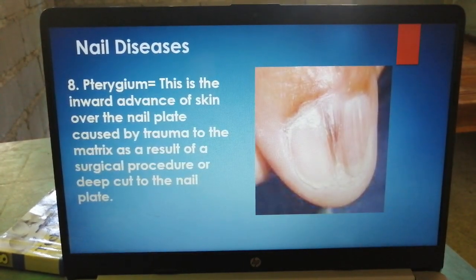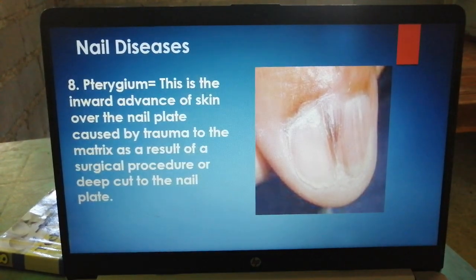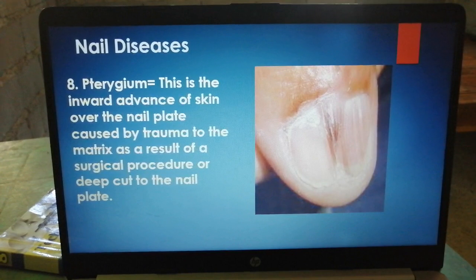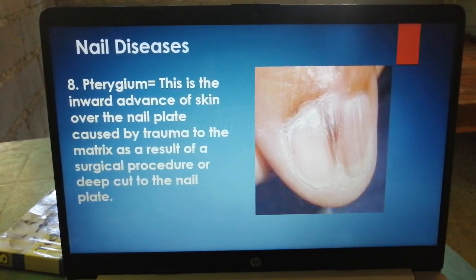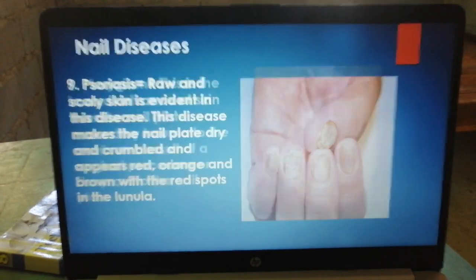Then next is pterygium. This is the skin and inward advance of the skin over the nail plate caused by trauma to the matrix as a result of a surgical procedure or deep cut to the nail plate. Parang halimbawa may mga ganito kayong kuko, yung parang mayroon siyang excess dito or parang may bumukol siya dito sa gitna. Ang tawag natin sa disease na yan is pterygium.